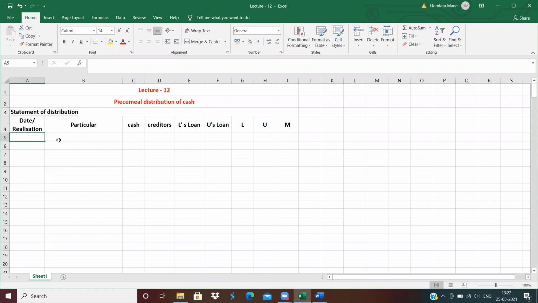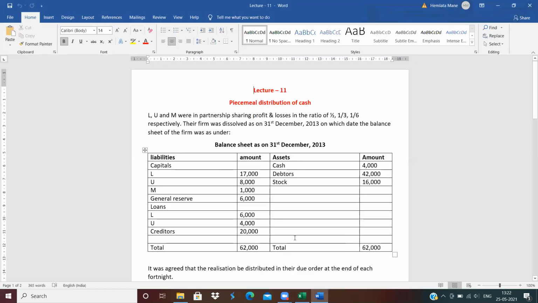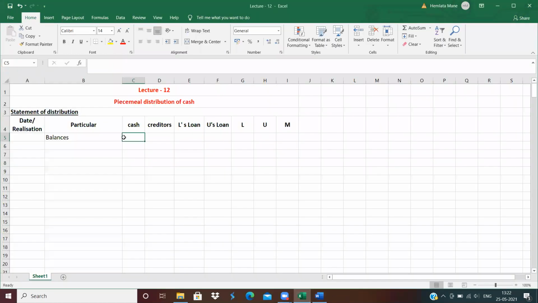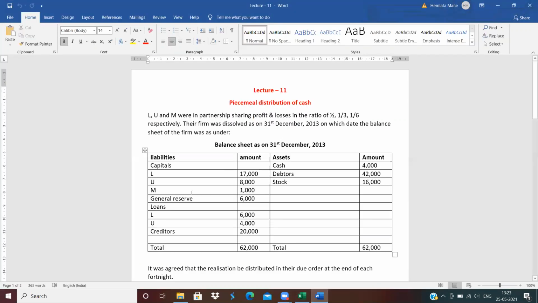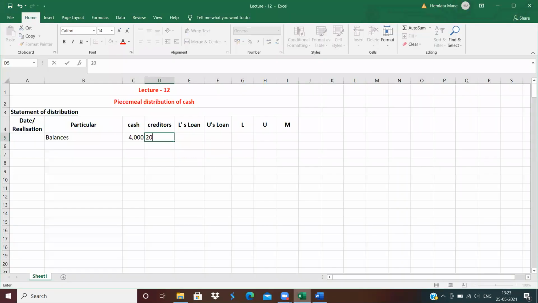Now write down the balances of all. Cash balance. How much is the balance of cash? 4,000. So write down 4,000. How much is the balance of creditors? 20,000. So write down 20,000. How much is the amount of loan? 6,000, L's loan, and 4,000, M's loan.